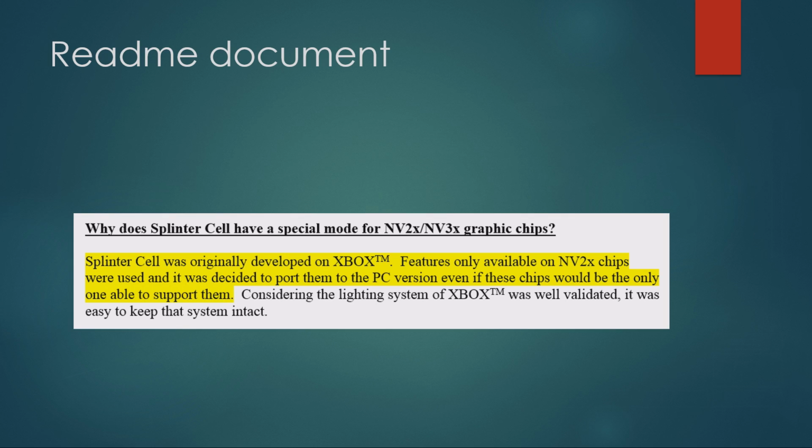Okay, so this is from the Readme file, and it mentions here, Splinter Cell was originally developed on the Xbox. Features only available on NV2X, now that is the graphics chip that's in the GeForce 4, were used, and it was decided to port them to the PC version, even if these chips would be the only one able to support them. So it means that if you don't have a graphics card with this chip, the game will not display correctly.